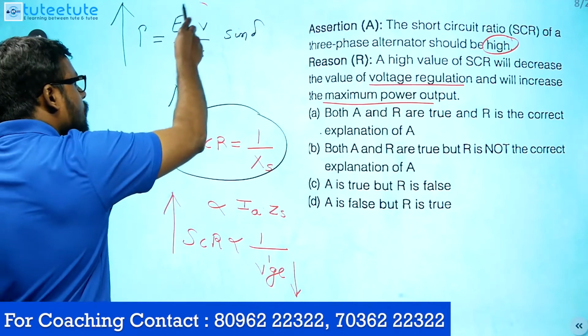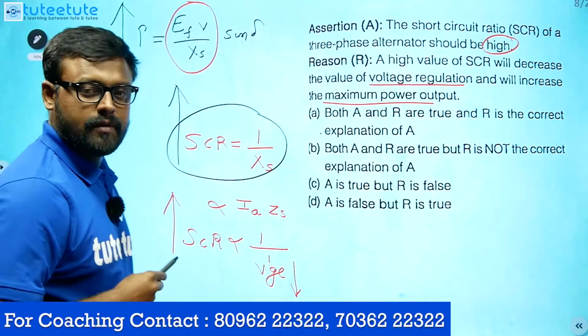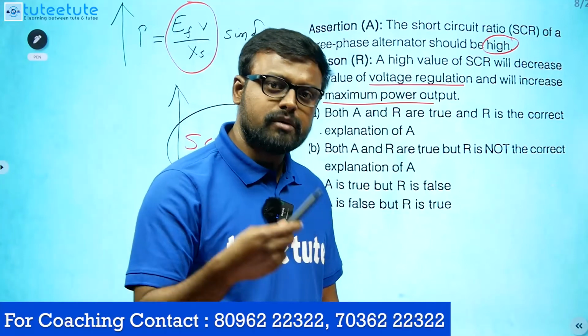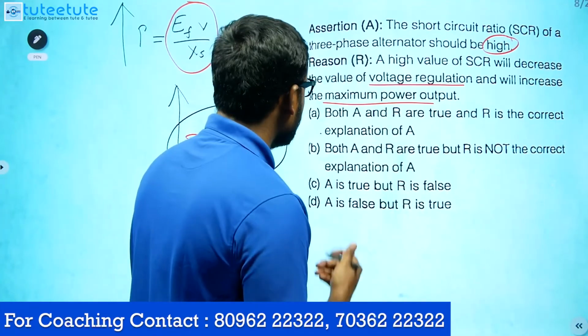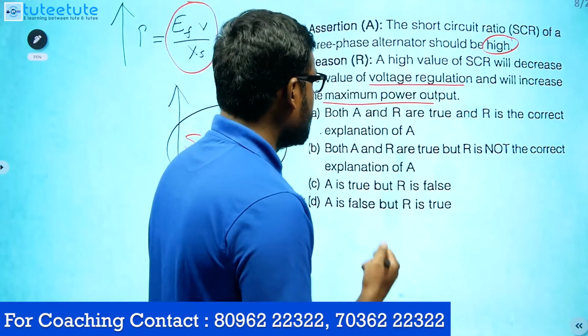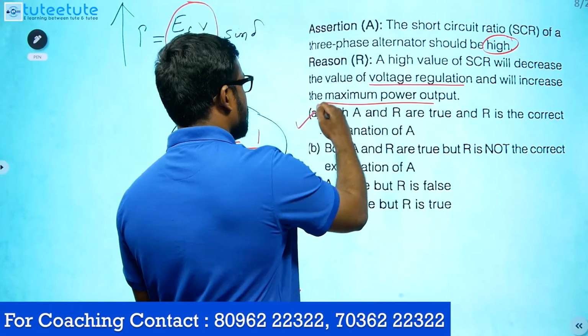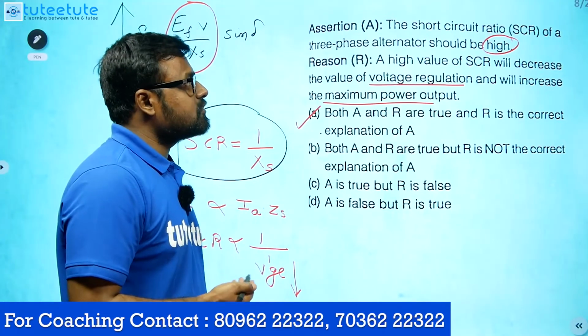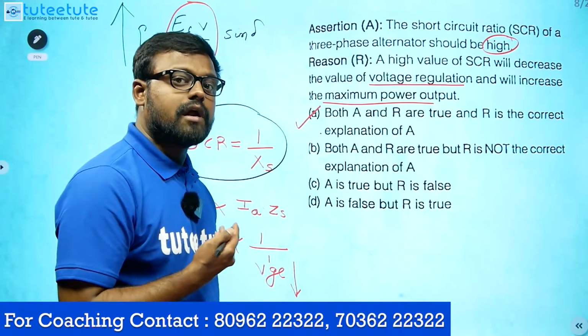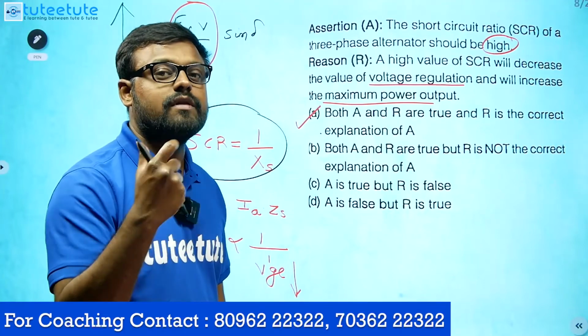What is the maximum power? This is the maximum power. If I increase the short circuit ratio, my maximum power will also get increased. Therefore both A and R are true and R is the correct explanation of A. And of course, by increasing the short circuit ratio, you are also increasing the stability of the machine.